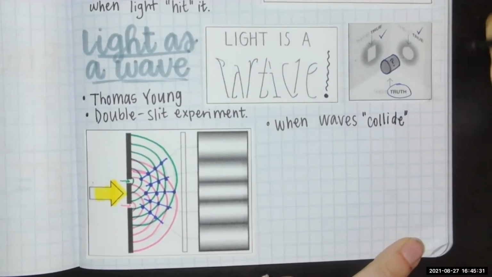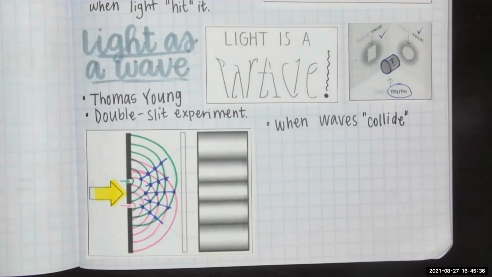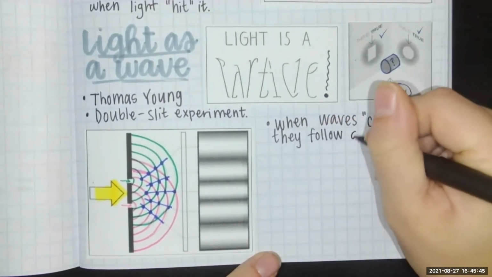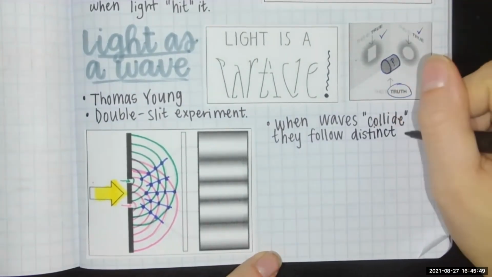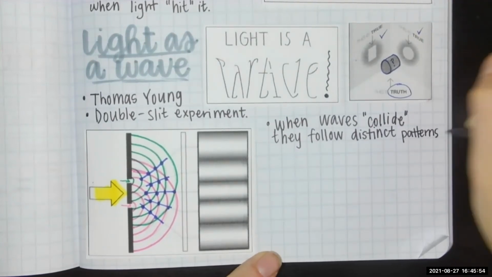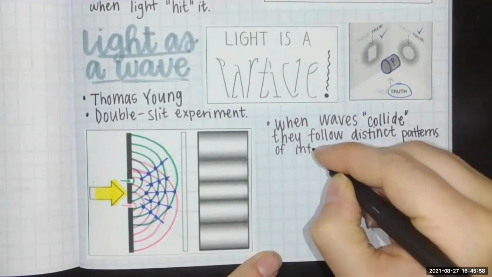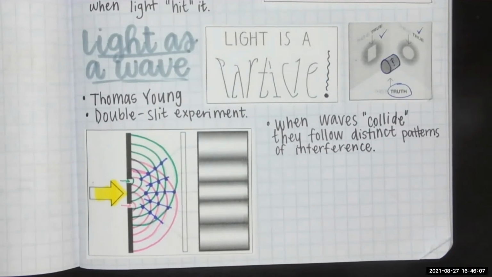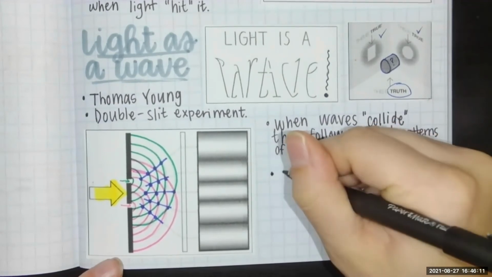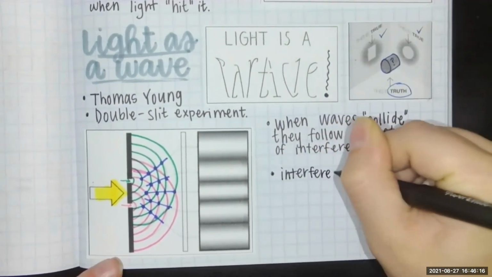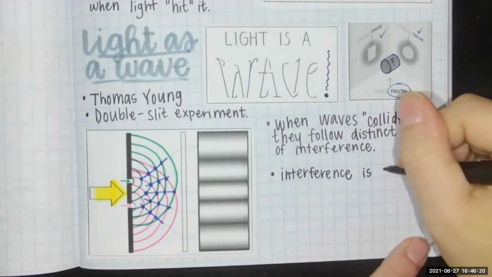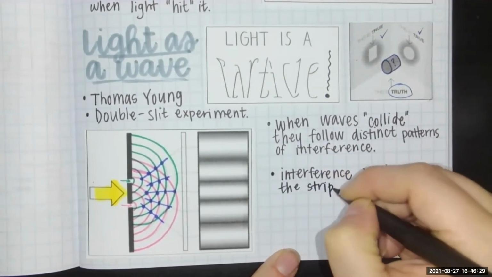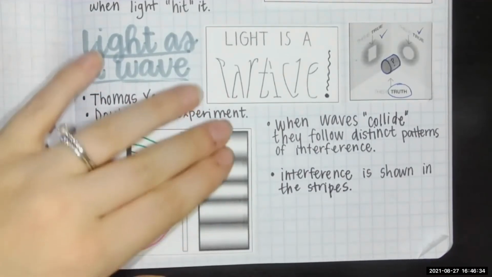I'm putting collide in quotes because it's not really a collision. It's just they come together. When waves come together, they follow distinct patterns of interference. They interfere with one another. Usually we can see the interference in the striping patterns, or in the stripes. AKA stripe pattern equals waves.